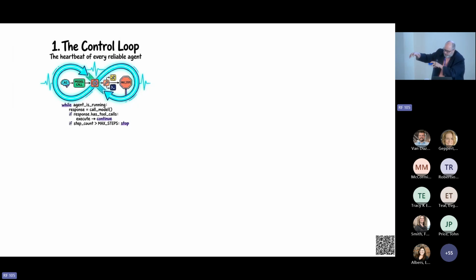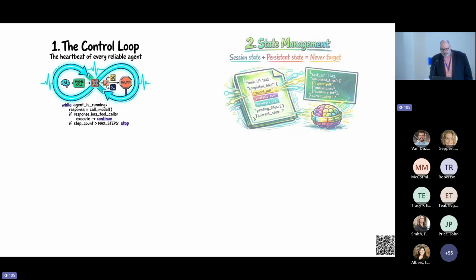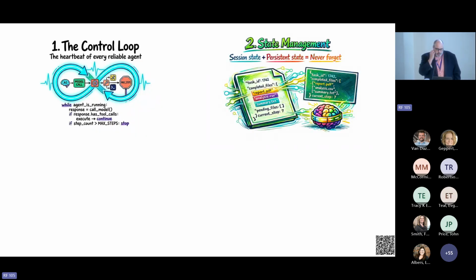Second model sends it to the third, sends it back to the second, and you can get in an infinite loop. If you don't have a control loop, if you don't have some way of telling it, okay, we're done here, we need to stop, then you're going to run into problems, particularly when you're using multiple models.